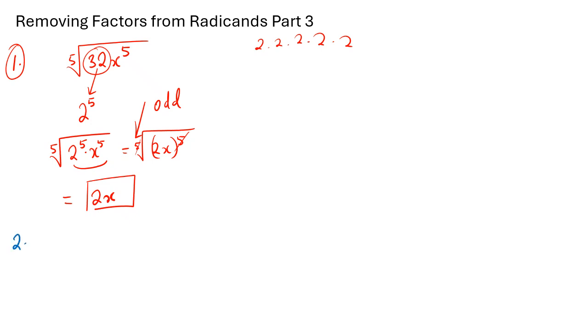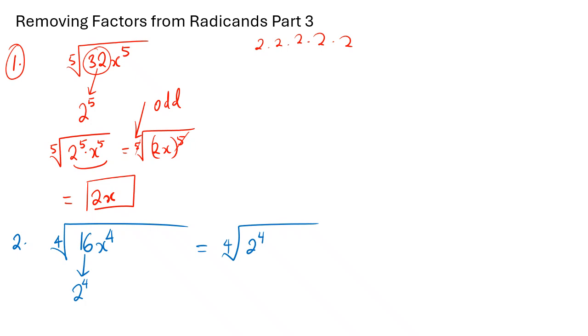So you have another one. Maybe you're looking for, let's say, 16x to the fourth, and you have the fourth root here. Okay, it may even be a square root, but we're looking at the fourth root here. So in this case, what we can do here is to look at 16 as 2 to the fourth, which means you have the fourth root of 2 to the fourth times x to the fourth, which we can write as the fourth root of 2x to the fourth power.